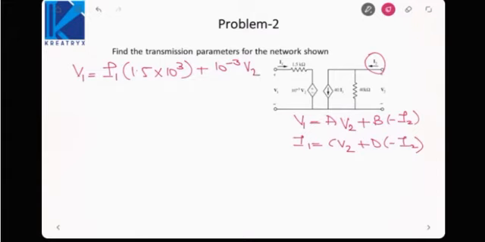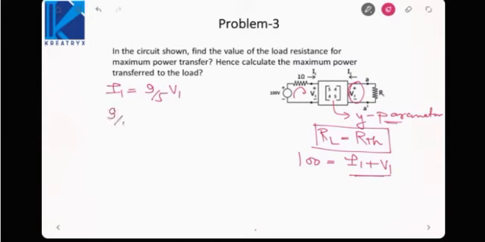Now I know V1 in terms of I1, I can substitute here. If we substitute in this equation, I1 is equal to how much? 9 by 5 V1. If we substitute here, 9 by 5 plus 1 V1 is equal to 100. So V1 is equal to 100 into 5 by 14. Okay, that is equal to 250 by 7 volt.